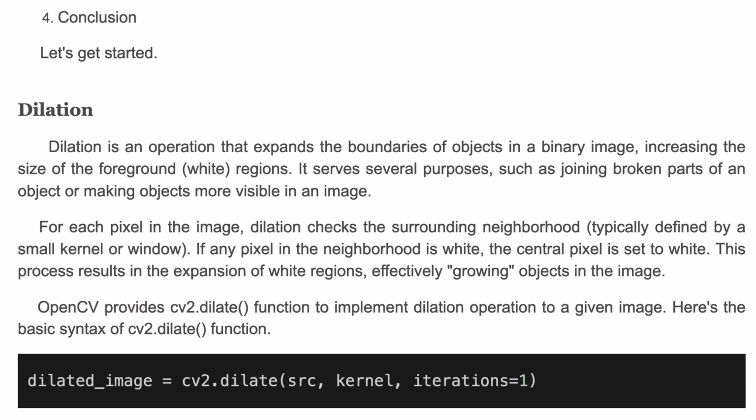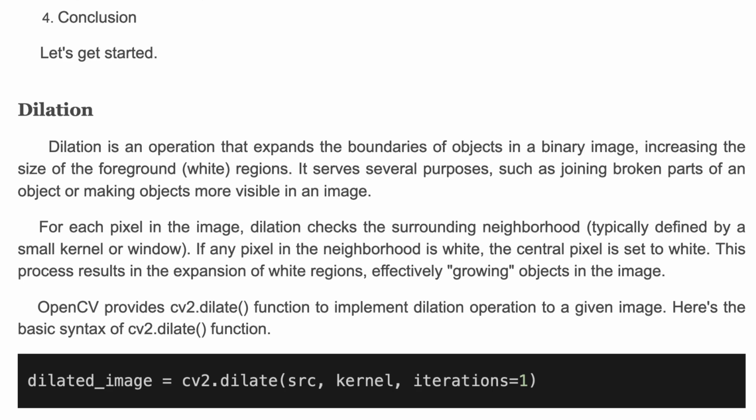Dilation is an operation that expands the boundaries of objects in a binary image, increasing the size of foreground regions. It serves several purposes, such as joining broken parts of an object or making objects more visible in an image. For each pixel in the image, dilation checks the surrounding neighborhood, typically defined by a kernel. If any pixel in the neighborhood is white, then the central pixel is set to white. This process results in the expansion of white regions, effectively growing objects in the image.